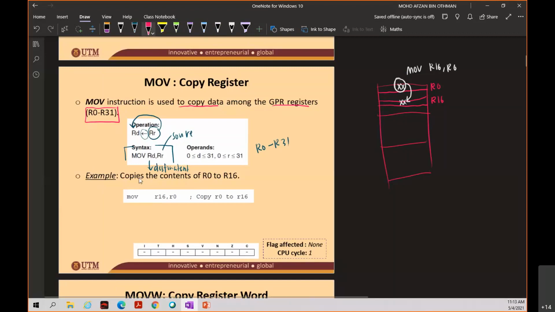Then at the bottom here, you see the status register. This is your SREG, and you're going to see what flags are affected every time you execute a certain instruction. For the MOV instruction, there is no flag affected because this is a data movement. So for data movement, your flags are not affected at all. Regarding the CPU cycle, in order to execute this instruction, the CPU needs 1 clock cycle.